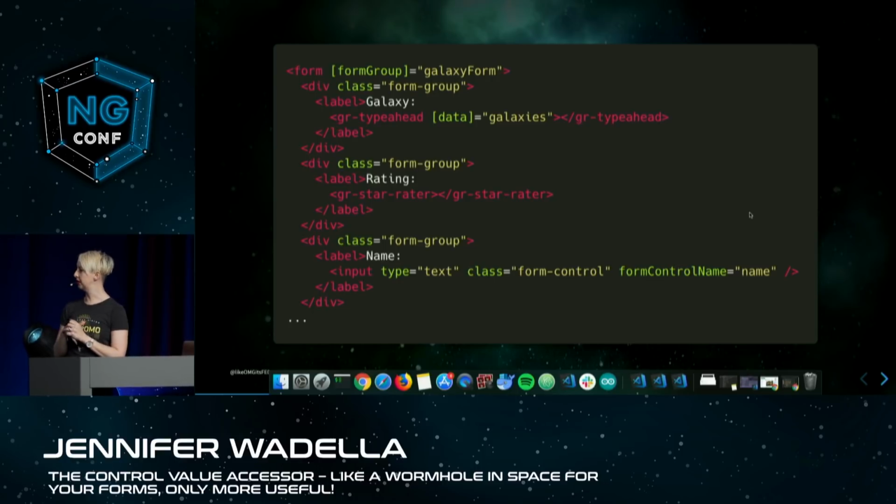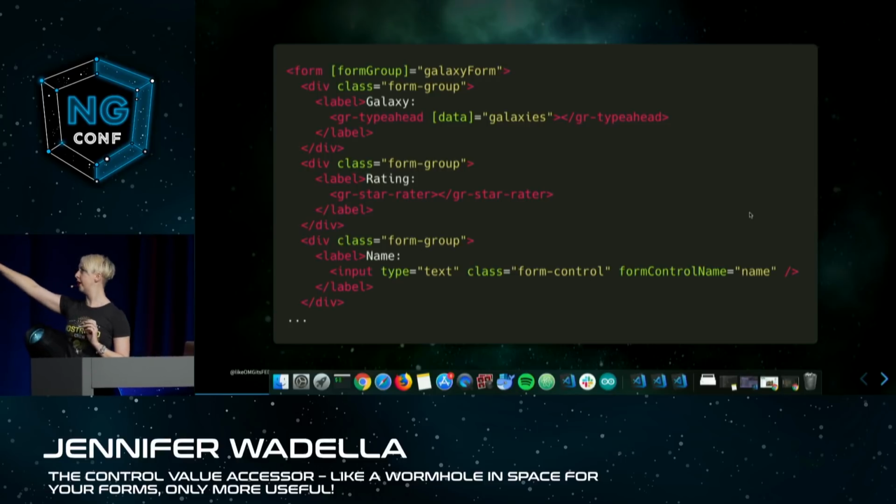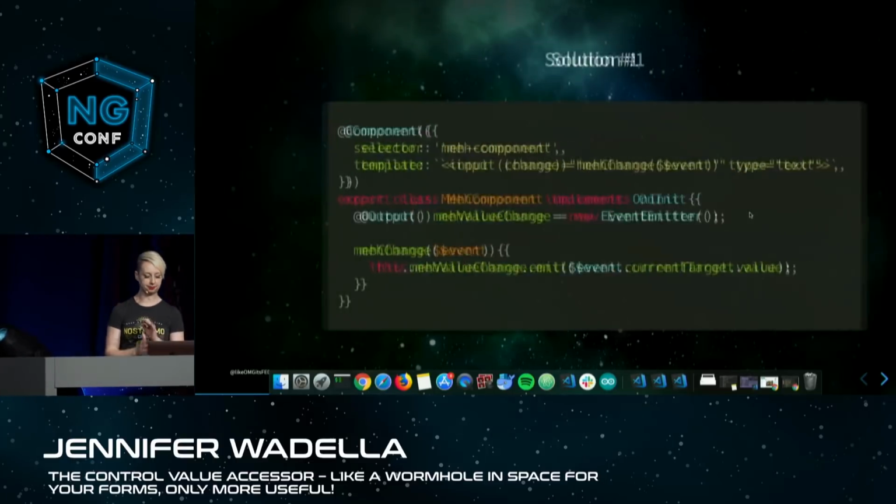And then I've got a couple custom components in here that I have already created. So you can see that GR Typeahead, GR standing for galaxy rating, as well as my GR star rater. And then I'm going ahead and passing in an array of galaxies for our data that we're going to put in that Typeahead to populate.